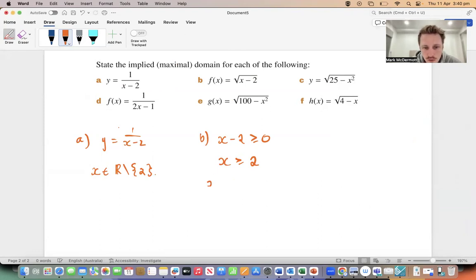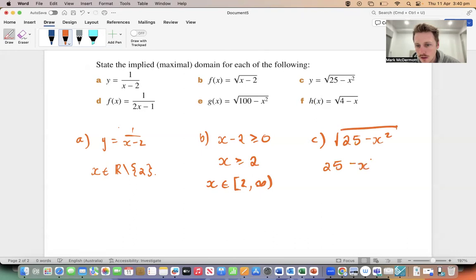If you wanted to write it a bit more formally, say x is an element of 2 to infinity, something like that. Okay. So yeah, the implied domain for that is that. All right, next one, the square root of 25 minus x squared. Okay, again, 25 minus x squared must be greater than or equal to 0. Okay, so let's see if we can solve this as much as we can.